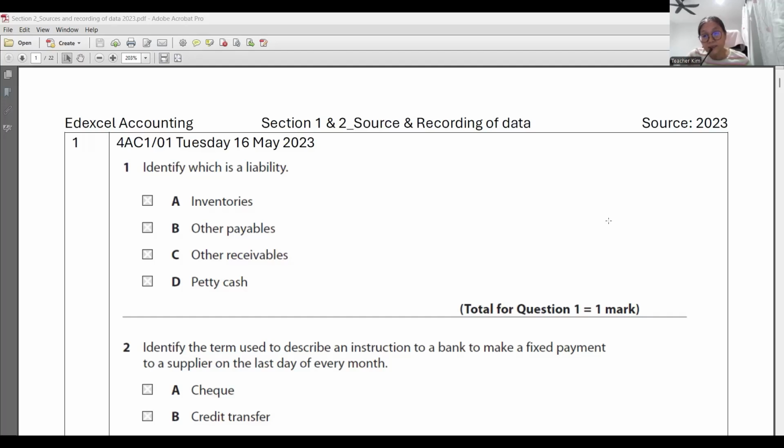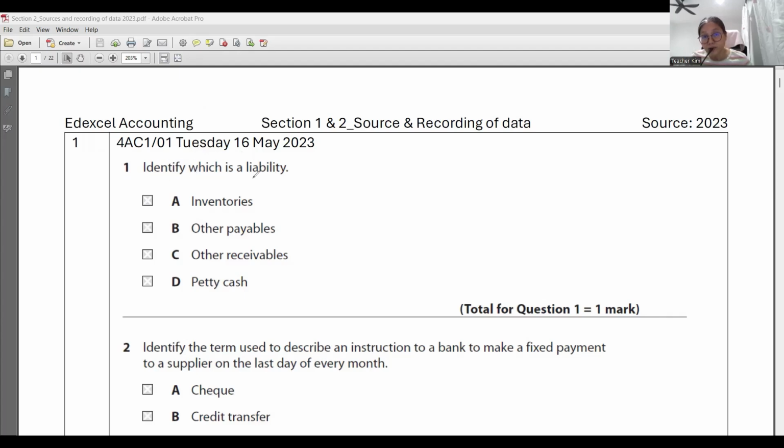This section basically focuses on section 1 and section 2 of IGCSE accounting. I'm using the Edexcel accounting for your practice. This Edexcel accounting is similar to the IGCSE Cambridge, so you just need to use it as additional material to practice. So let's restart the question.